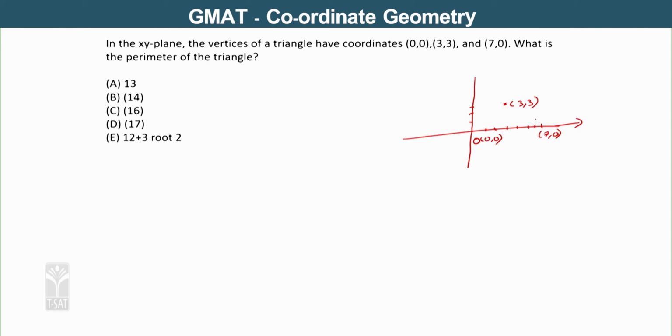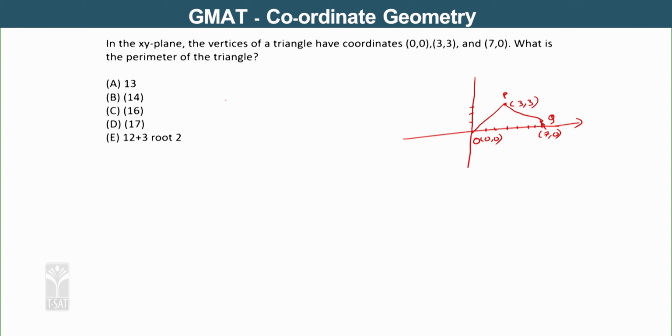So, this is our triangle, and what they are asking us to find out is the perimeter. Perimeter means you have to add the side lengths. So, let us just calculate the side lengths OP, Q. Let's just name the points as P and Q.